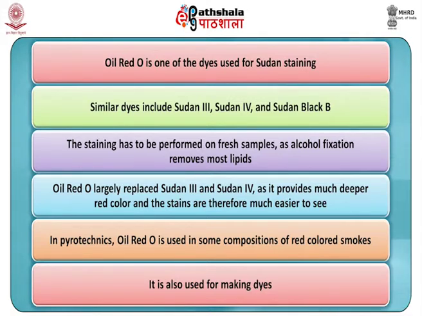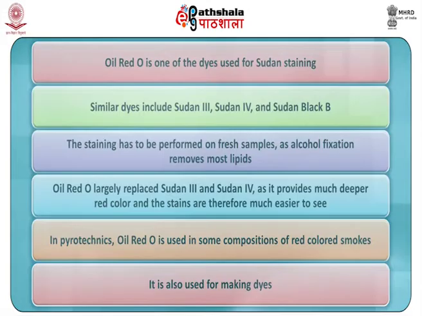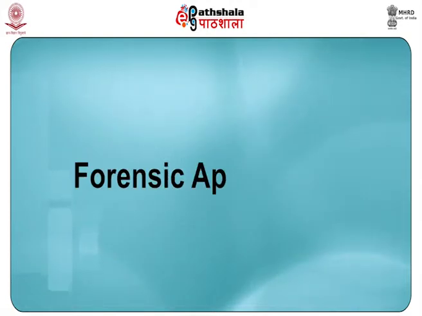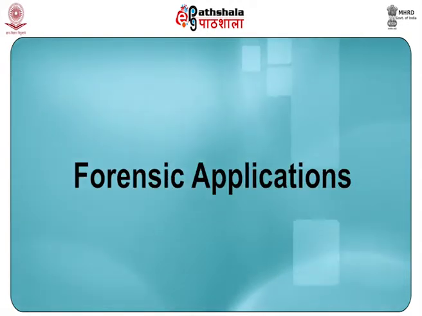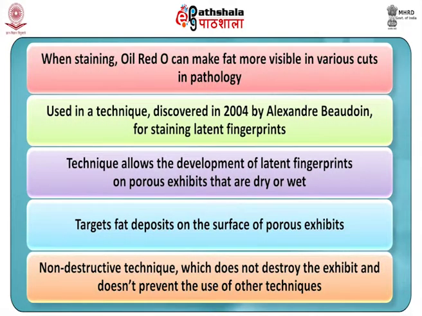In pyrotechnics, oil red O is used in some compositions of red colored smokes. It is also used for making dyes. Now, let us have a look at the forensic application of this dye. When staining, oil red O can make fat more visible in various cuts in pathology.